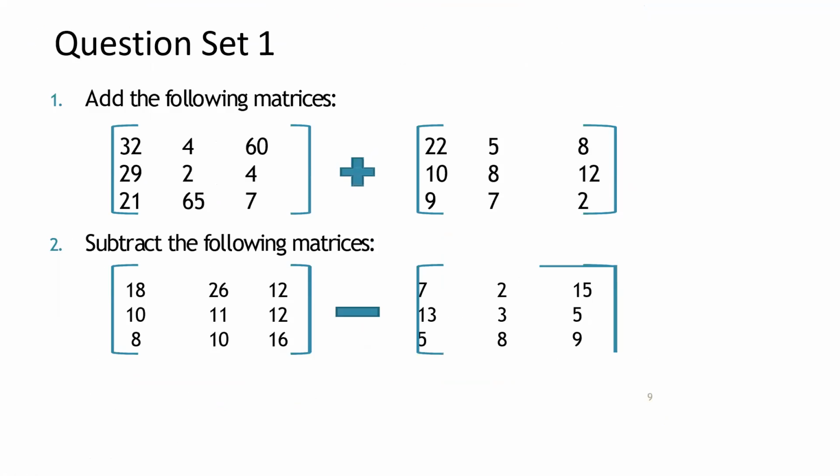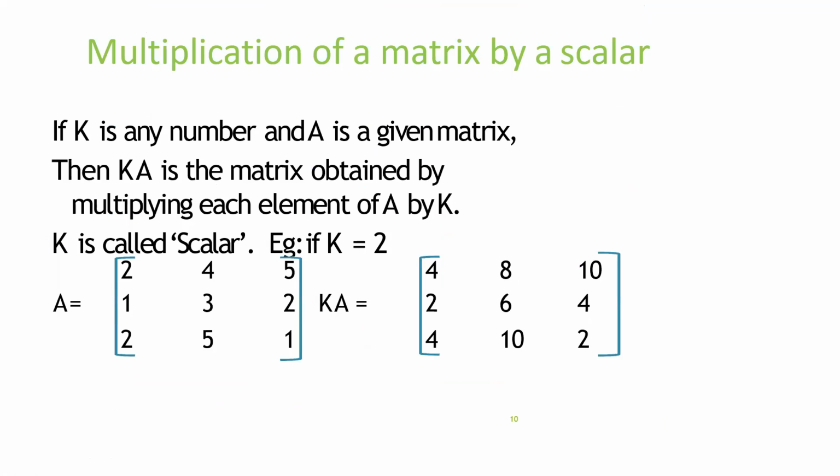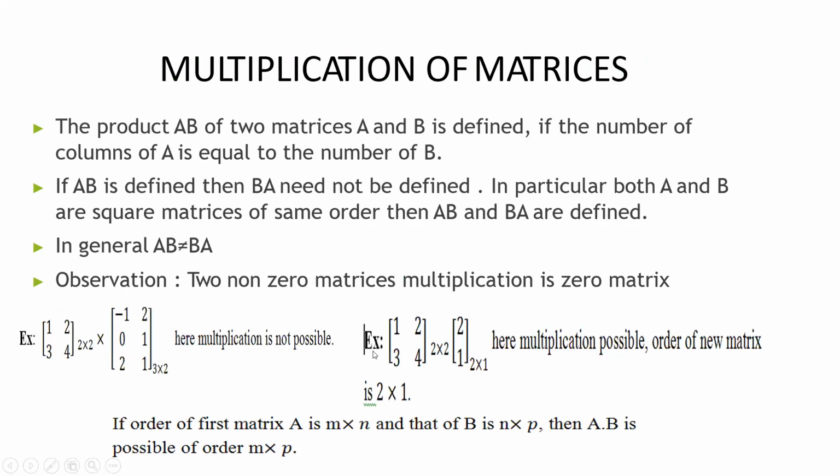So these are some of the things we need to know, like multiplication of a matrix by a scalar. This is also normal multiplication. Scalar multiplication of a matrix is nothing but the normal multiplication we do with numbers. But we need to multiply by the single value k, which is the scalar, and here it is given as 2. So we need to multiply it with each element in the matrix.